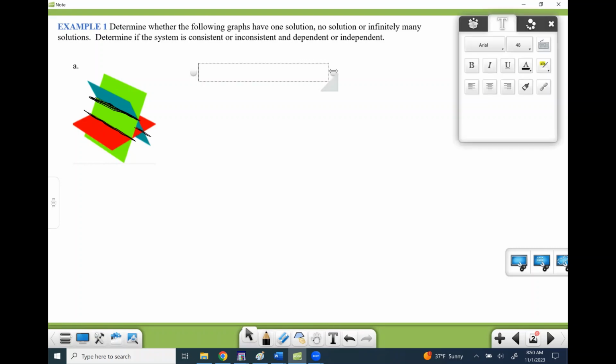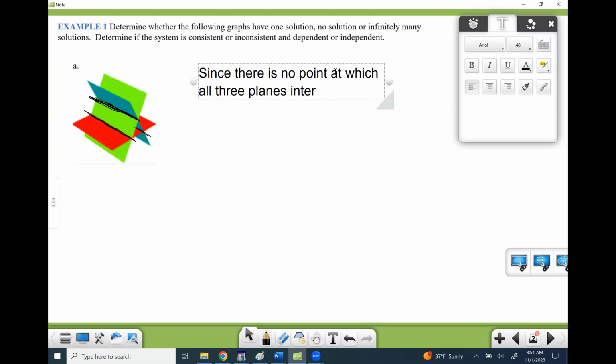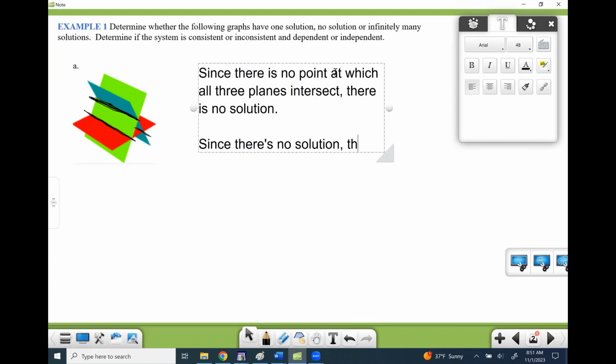Okay. So since there is no point at which all three planes intersect, there is no solution. Okay. And so let's go ahead and classify these using those words we talked about. So since there's no solution, this would be inconsistent. That makes sense, huh? No solution sounds like it would be inconsistent. Okay. And these are not infinitely many, so this would be independent.